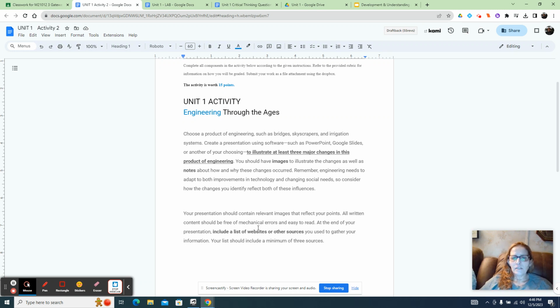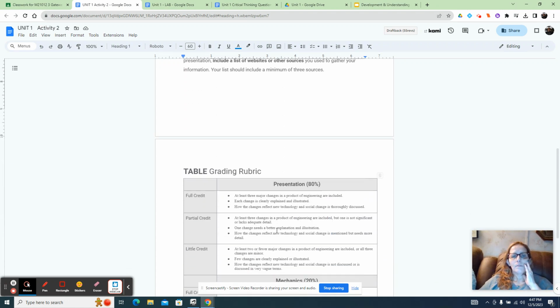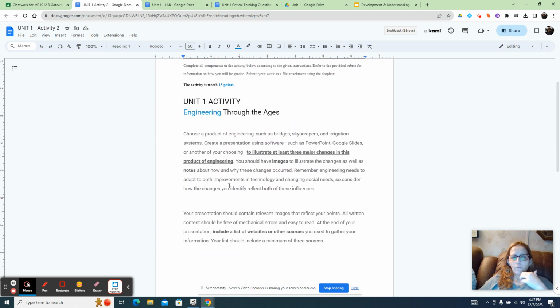So what changes and influence? Like, why did I as a human need it to go from being huge and the size of my face to being in my pocket? All right, so that's basically what is required. So when I'm looking at that, I'm looking at whether you gave me 3 major changes, explained and illustrated them with pictures, and explained why those changes reflected the new technology and why society needed those to be changed. So that's what I'm looking for there.